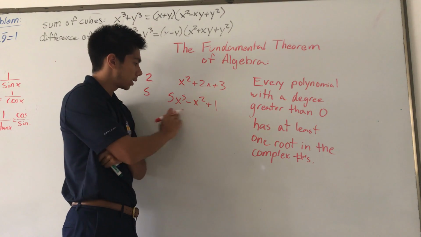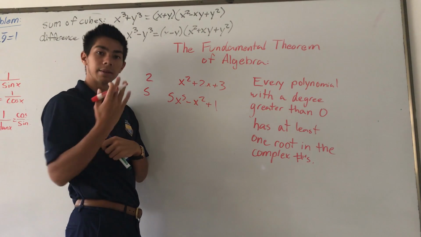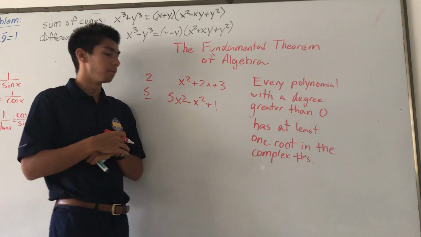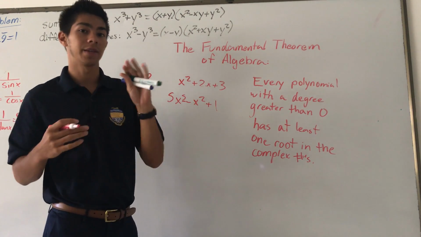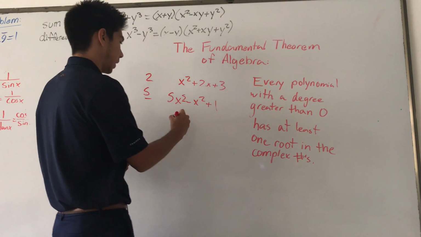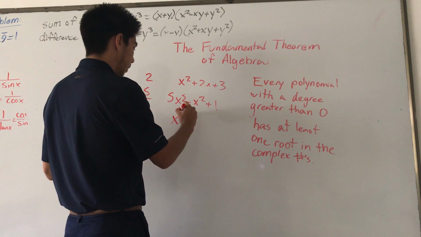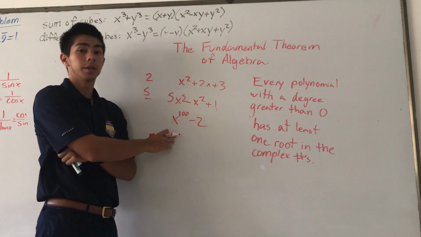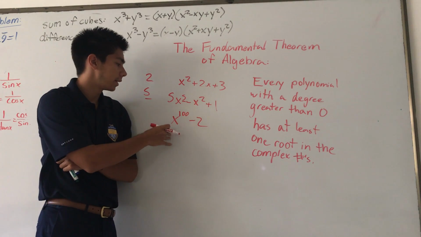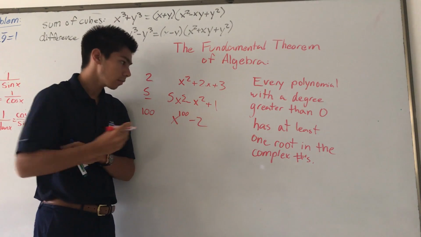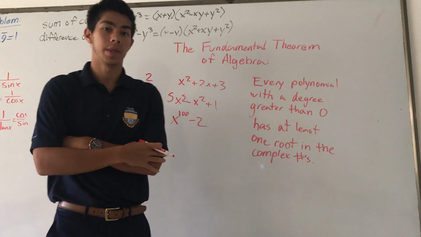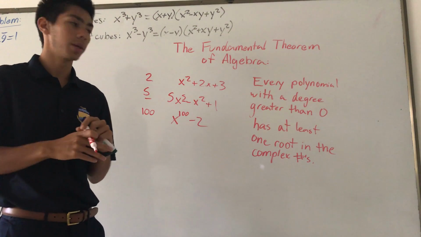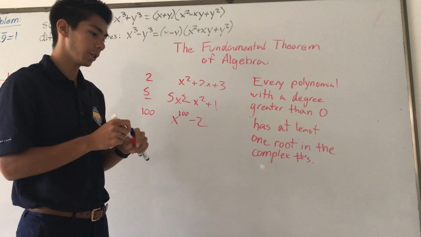For this quintic equation, since it has degree 5, which I'm getting from here, it has 5 complex roots. If I had a polynomial that looked like this, x to the 100 minus 2, this polynomial equation actually has 100 roots that are in the complex numbers. So you guys just need to know this going forward. This is the fundamental theorem of algebra.